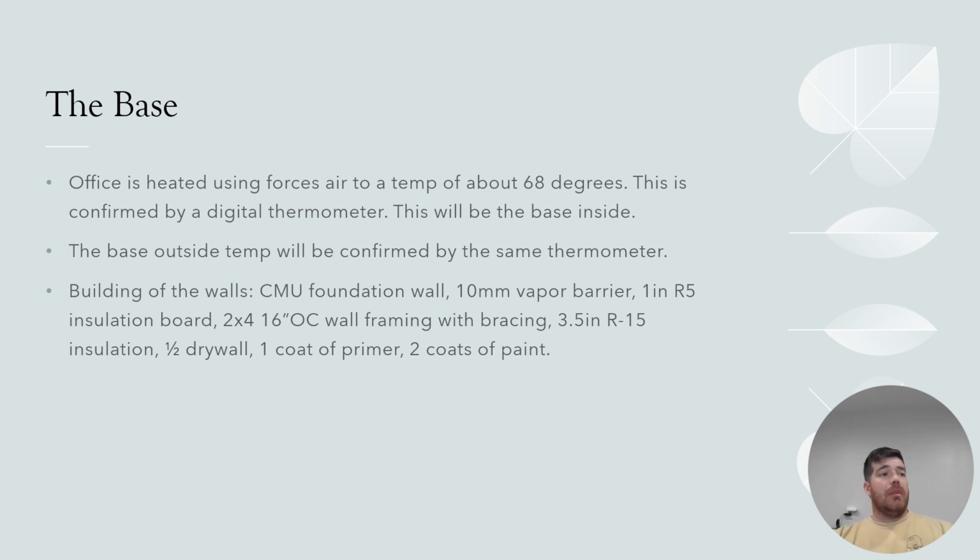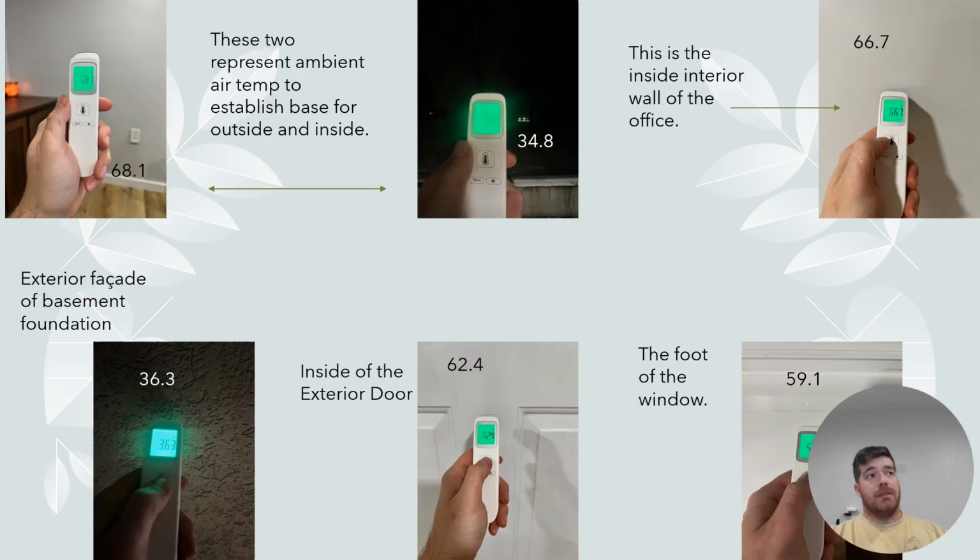So, standard basement: you've got CMU wall foundations, 10 millimeter vapor barriers, 1-inch R5 insulation board, 2x4 16 on center wall framing with bracing, 3.5-inch R15 insulation, 1/2-inch drywall, 1 coat of primer, 2 coats of paint. Normal thing. So here we go.